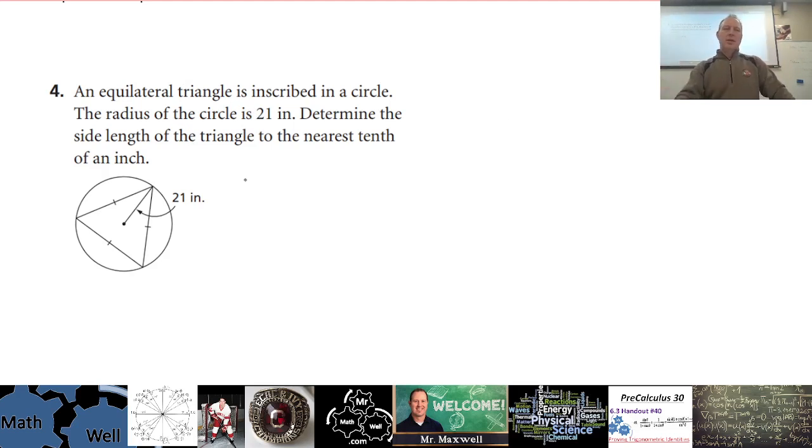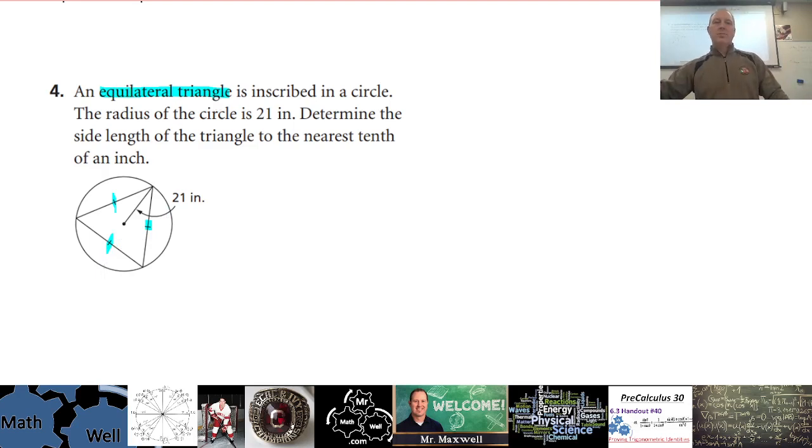So it says, an equilateral triangle is inscribed in a circle. Two things already. Equilateral triangle means that all the sides are equal, and they are denoted such with these little tick marks, right? That means that all those sides are equal, so it's an equilateral triangle. The lateral sides are all equal.